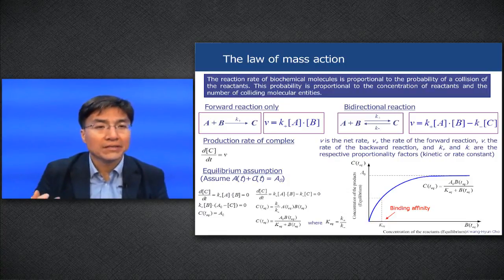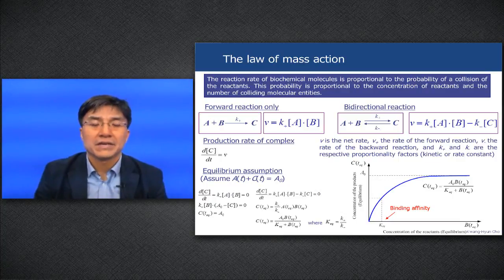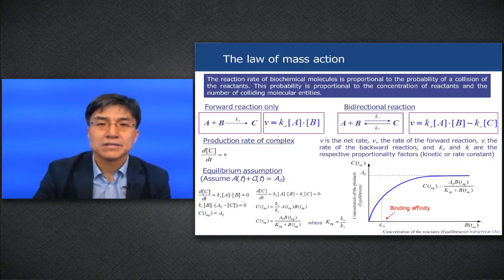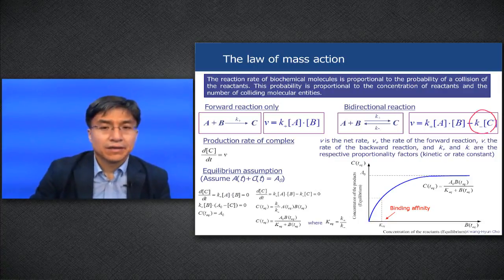So based on this assumption, we can think the rate of change of the complex molecule is proportional to the concentration of both A and B, and the proportional constant is k. If we consider bidirectional reactions, that is, not only the forward reaction but also the reverse reaction, then you can further describe this reaction by adding this reverse reaction term.